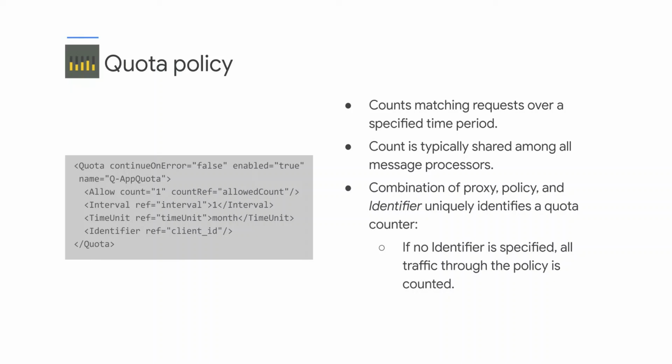Counters cannot be shared between policies or proxies. A combination of policy and proxy identifier uniquely specifies a quota counter. If no identifier is specified, all traffic through the policy, even across the proxy, is counted. The quota policy, like the spike arrest policy, returns a 429, which means too many requests.